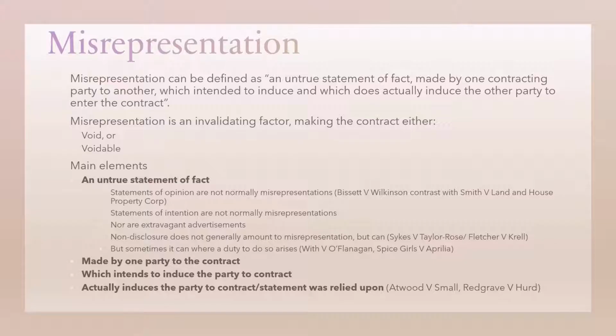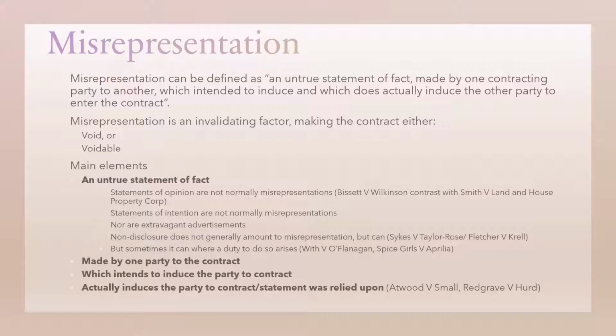And it can be defined as an untrue statement of fact made by one party to another, which is intended to induce them, so that means bring them into the contract, and which actually does induce them and bring them into the contract to enter the contract. So what misrepresentation does is makes the contract void avoidable. That's the whole contract. So we're not looking at minutiae of terms, what terms include and so on. We're saying the whole thing is void.